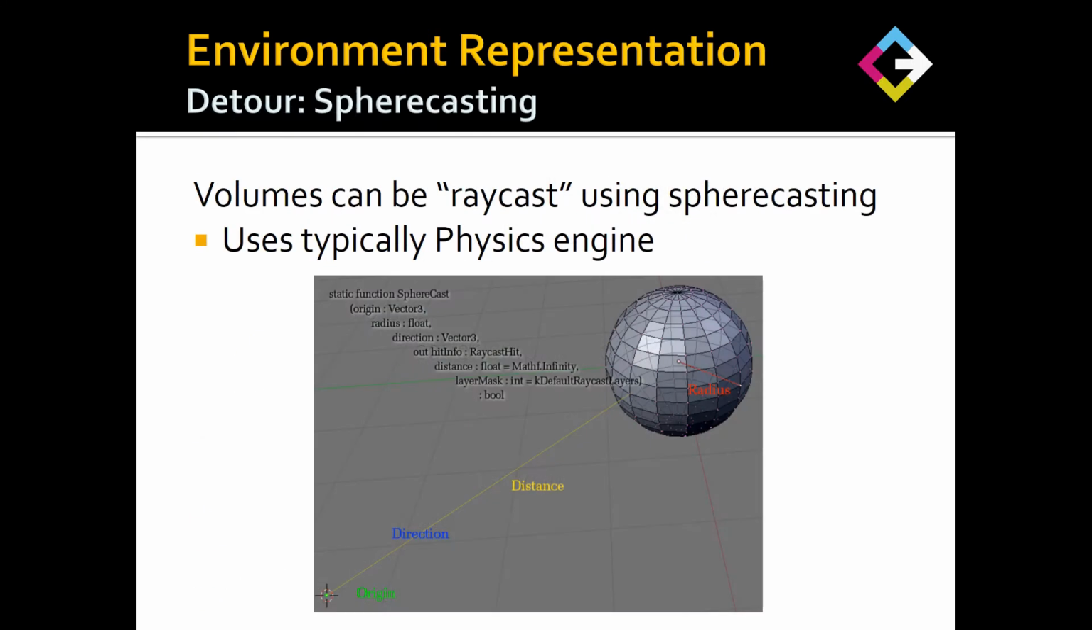Before we get to pathfinding, allow me one detour. If you need to answer volumetric raycast, you can do this using physics engines, where you can ask the engine to cast a sphere along some line, checking whether it hits something along the way.